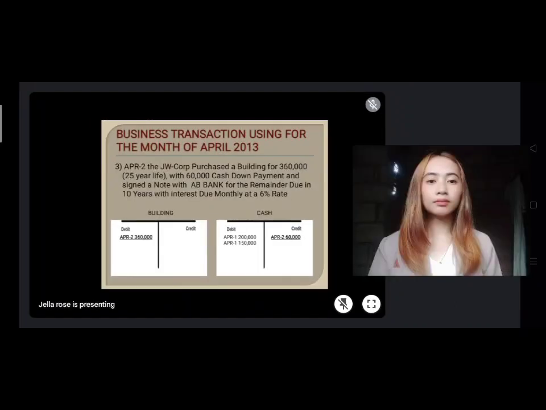Number 3, on April 2, the JW Corp purchased a building for 360,000, 25-year life, with 60,000 cash down payment and signed a note with AB Bank for the remainder due in 10 years with interest due monthly at a 6% rate.